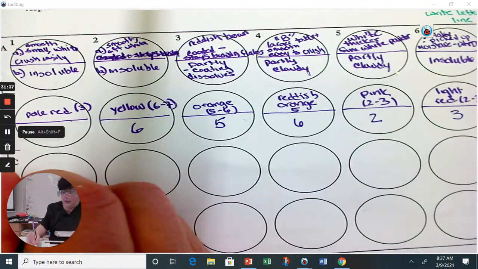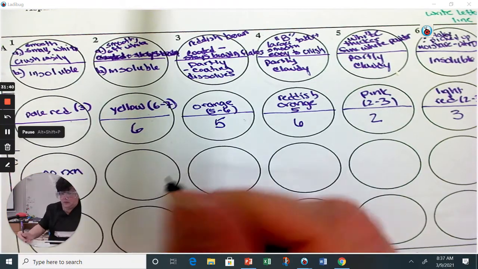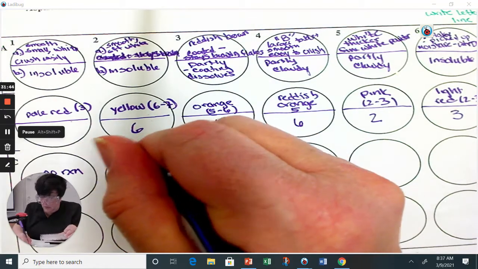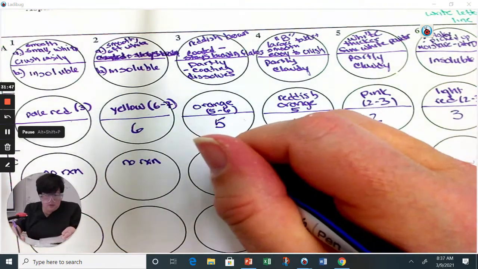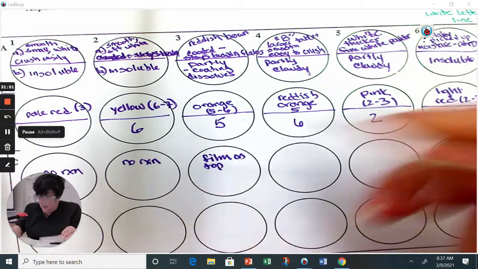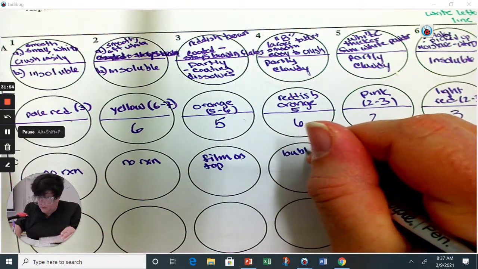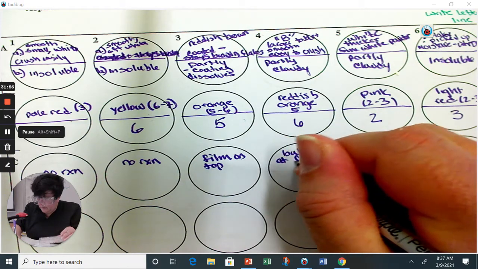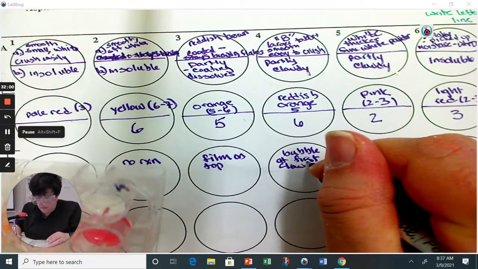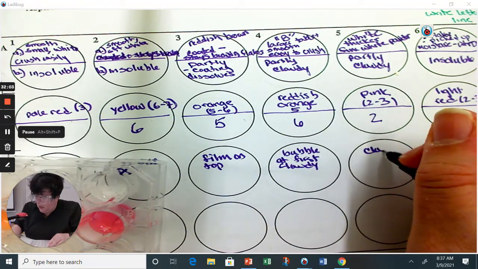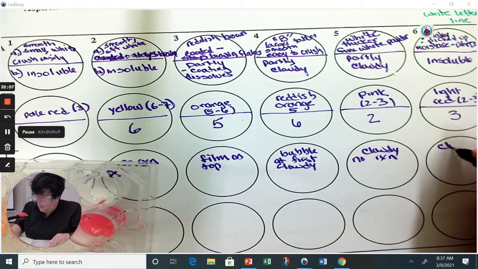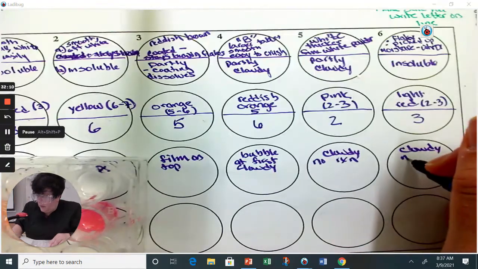So this was no reaction. Oh, and I have to double check its pH. Told you the pH paper. This was no reaction. This has a film on the top. This bubbled at first. And it's cloudy. This was just cloudy, no reaction. I don't see any bubbles. Cloudy, no reaction.